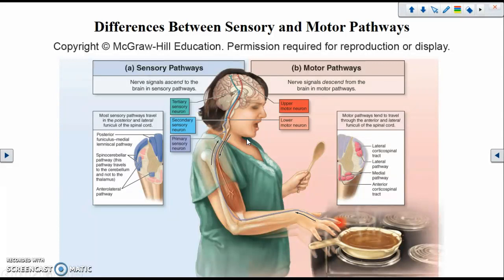So again, very, very important distinctions. The main distinctions are the areas of the spinal cord that most of these tracts travel through, and how many neurons are involved between the sensory and motor pathways.